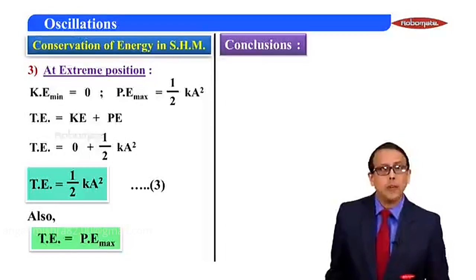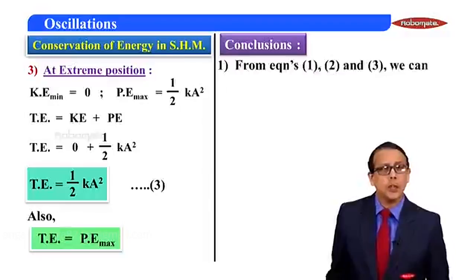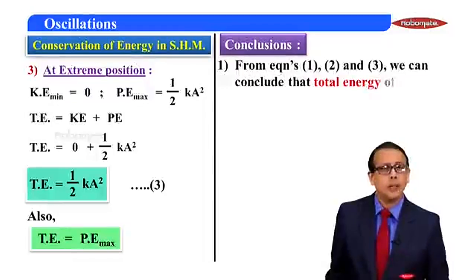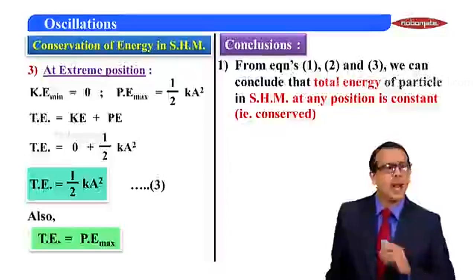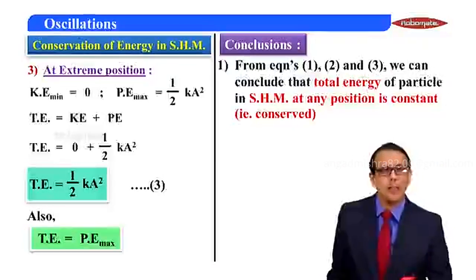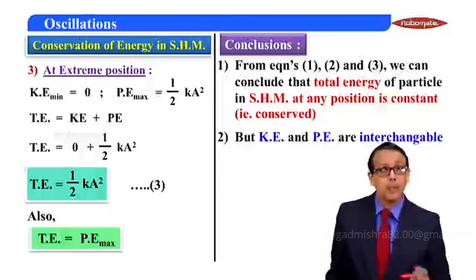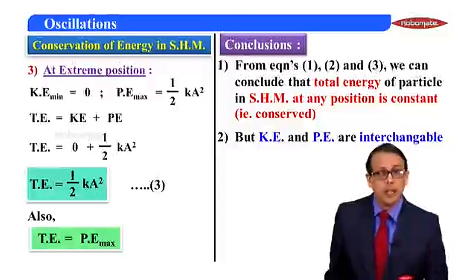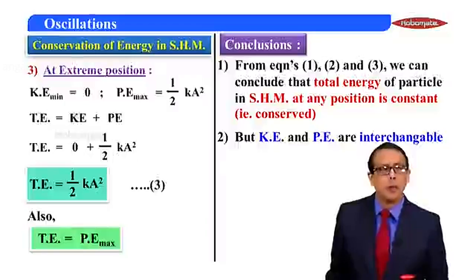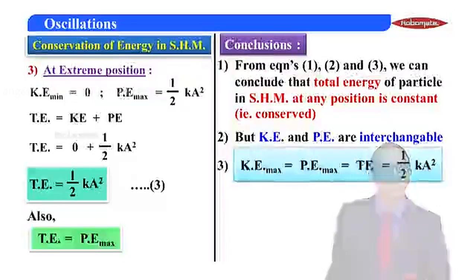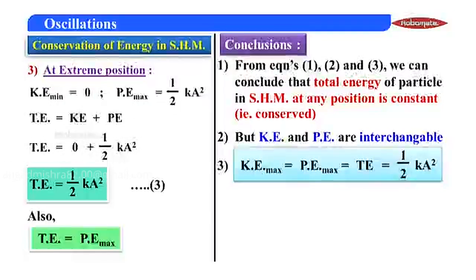So finally, from the three discussions, I can conclude that from equations 1 and 3, total energy of a particle in SHM at any position always remains constant or is conserved, but kinetic energy and potential energies are interconvertible, and one of the most important conclusions for entrance exams and numericals: KE max is equal to PE max is equal to TE, which is half k a square. We have proved this in the discussion.